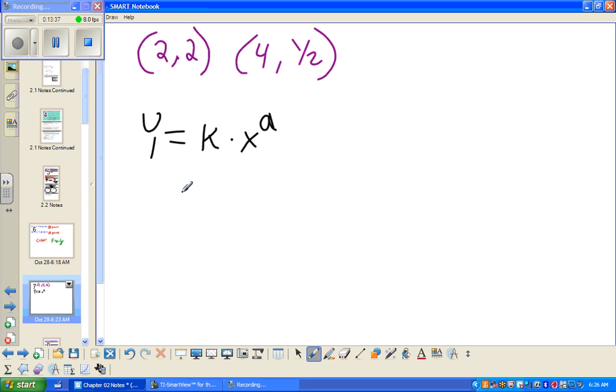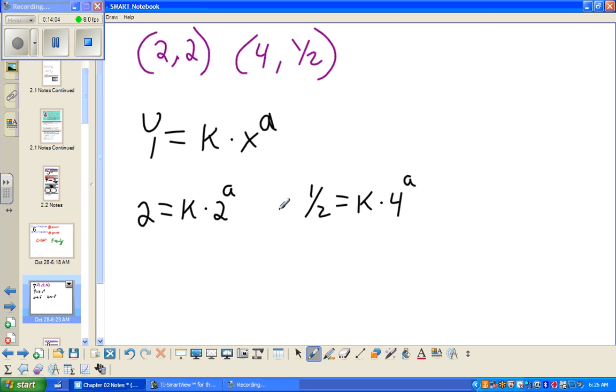So what I'm going to do is I'm basically just going to write 2 equations with 2 unknowns. So I'm plugging the 2 and the 2 in for y and x. So 2 equals k times 2 to the a. And then I also plug in 4 for x and 1/2 for y. So I know 1/2 equals k times 4 to the a.